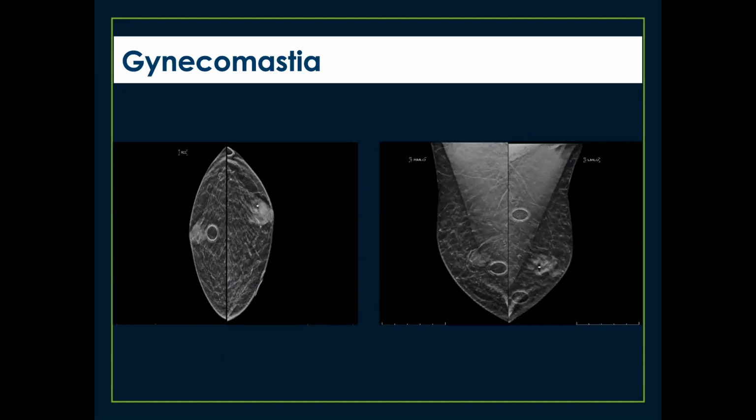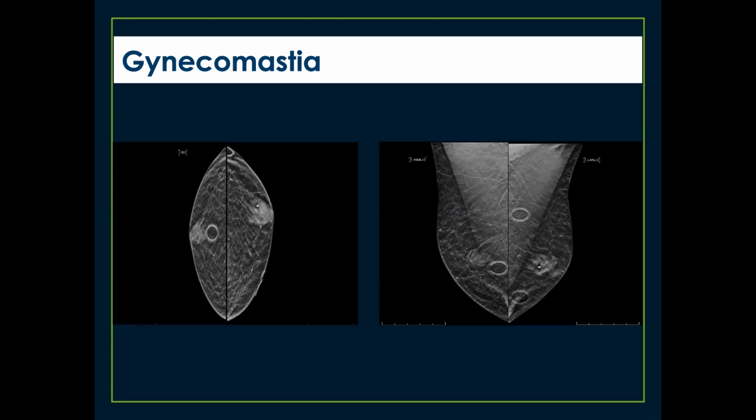So let's go through some examples of gynecomastia. This is our standard 4-view mammogram. And we have here the CC or craniocaudal views of the right and left breast, and the MLO or mediolateral oblique views of the right and left breast. There's also a white dot signifying where the patient is feeling a focal abnormality, in this case a lump in the retroareolar region of the left breast.